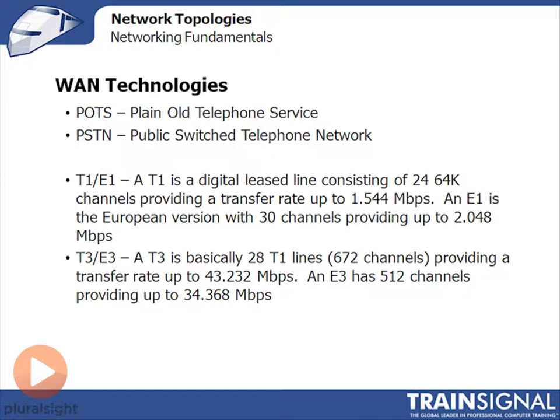We also had a much faster dedicated digital leased line called the T3, which is 28 T1 lines, which gave you a transfer rate of up to 43.232 megabits per second. So we're now up to 43 megabits per second. And we had the E3, which is the European version, which gave you a little over 34 megabits per second. These are still available today, although typically not used quite as much because we have much more cost-effective options available.